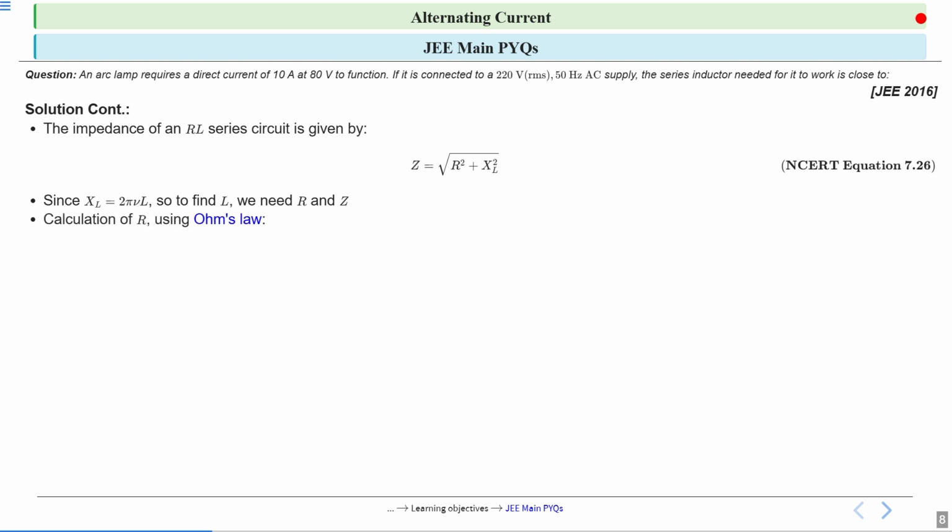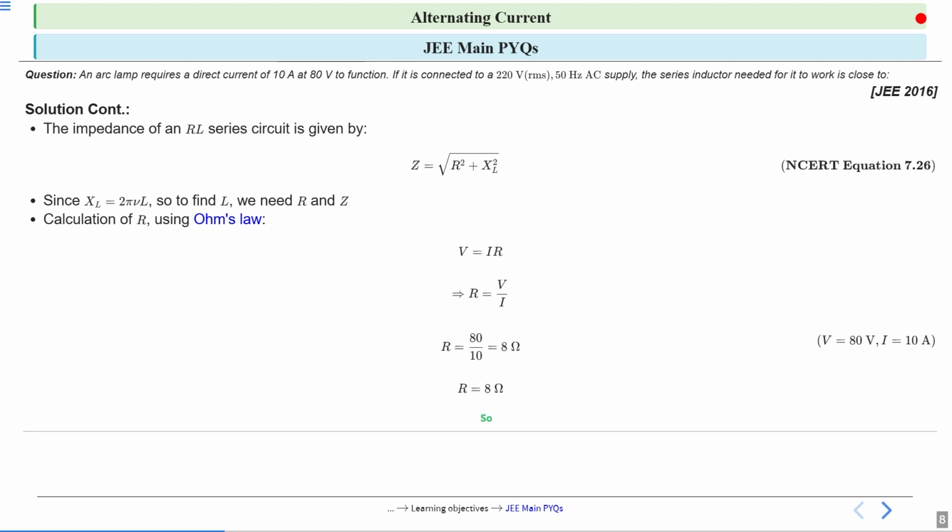So X_L is equal to 2 pi nu L. To find L we need R and Z. Nu is given in the question as 50 hertz. To find L, we have to find first Z and R. So, calculation of R using Ohm's law. The lamp is operating on 10 ampere current and 80 volt DC voltage. We can find the resistance by Ohm's law, V equal to IR. So R will be equal to V upon I. So R is equal to 80 upon 10, which is equal to 8 ohm.